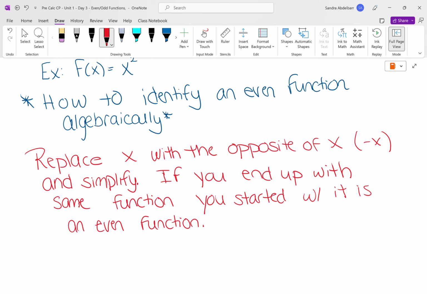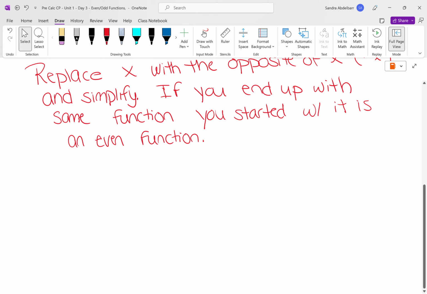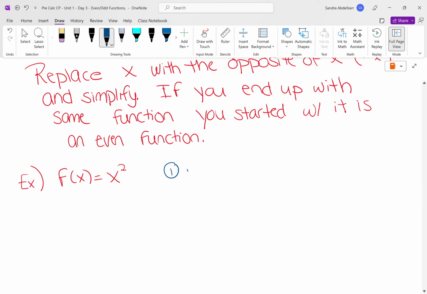All right, can I show you? We're going to do the same example we had that I showed you on the graph. So an example would be f of x equals x squared. So we are going to step 1, replace x with negative x. Do you guys know the W with the slash means with? Yeah, good. W with the slash means with. And then 2, we will simplify.